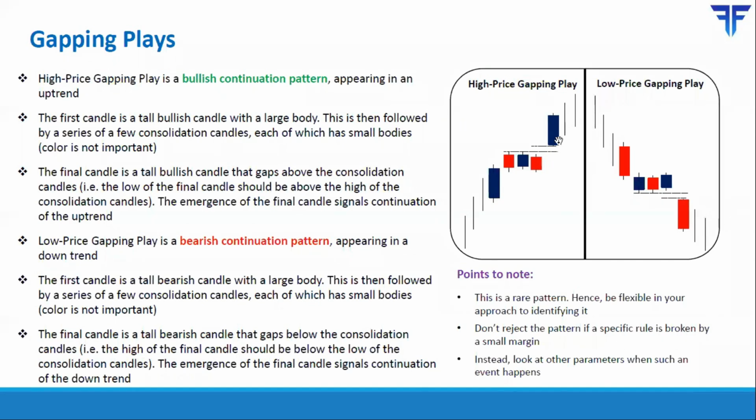Then the final candle of this pattern is one which gaps up above the high of these consolidation candles. So as you can see, there is a gap between the high of each of these consolidation candles and the low of the final candle. So this final candle which forms tells you that the uptrend has again resumed after a minor 3-day consolidation, 3 or 4 day consolidation, and that uptrend should continue going forward.